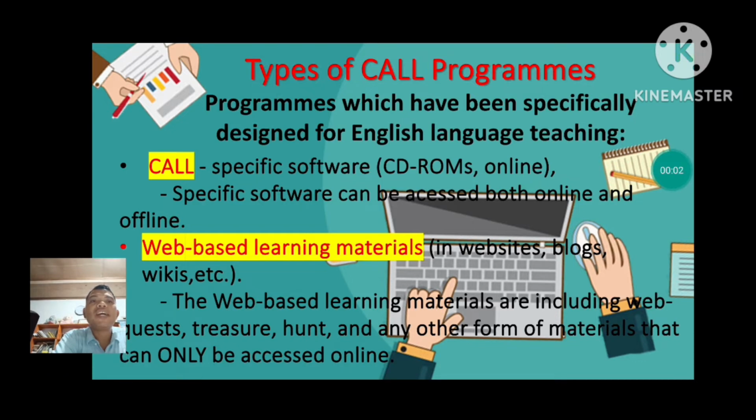So in continuation, there are types of CALL programs. There are programs which are designed for English language teaching, and others which are not designed intentionally for English language teaching. The programs which have been intentionally designed for English language teaching, we call CALL. It is specific software wherein CD-ROMs and online programs belong to this. Another one is the web-based learning materials. We can access them in websites, blogs, wikis, etc. The web-based learning materials include WebQuest, Treasure Hunt, and other forms of materials that can be accessed online.